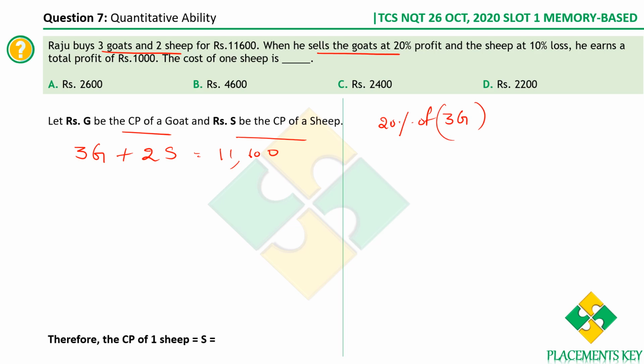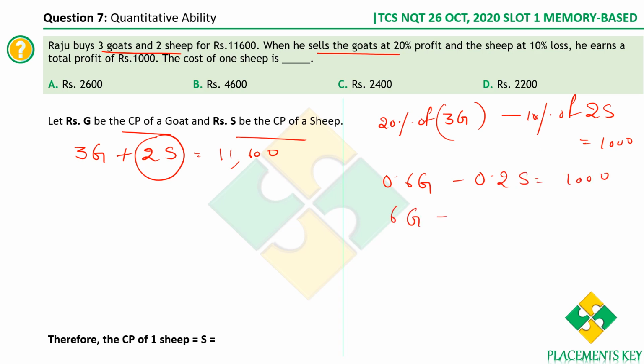Then he sold the sheep at a 10% loss. So what is the loss? It is 10% of the cost price of the 2 sheep, which is 2S. The profit that he earned minus the loss incurred by selling the sheep, effectively he has got 1000 rupees profit. So what do we get? 0.2 into 3G, let me write it directly, so we get 0.6G minus 0.2S is equal to 1000. Let's multiply by 10: 6G minus 2S is equal to 10,000.